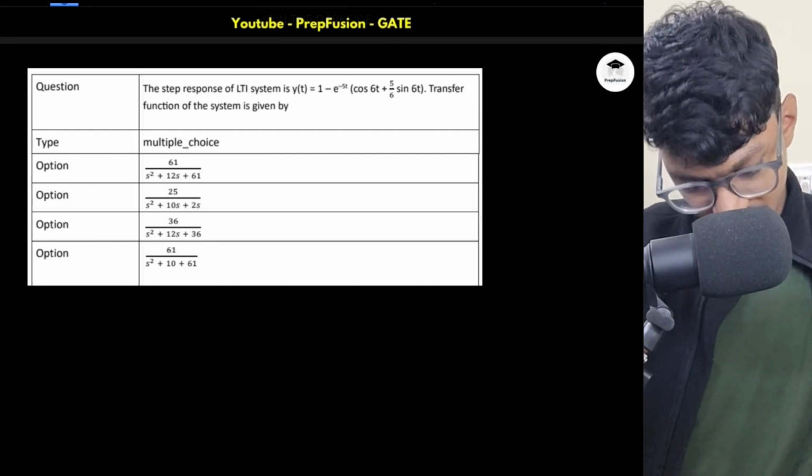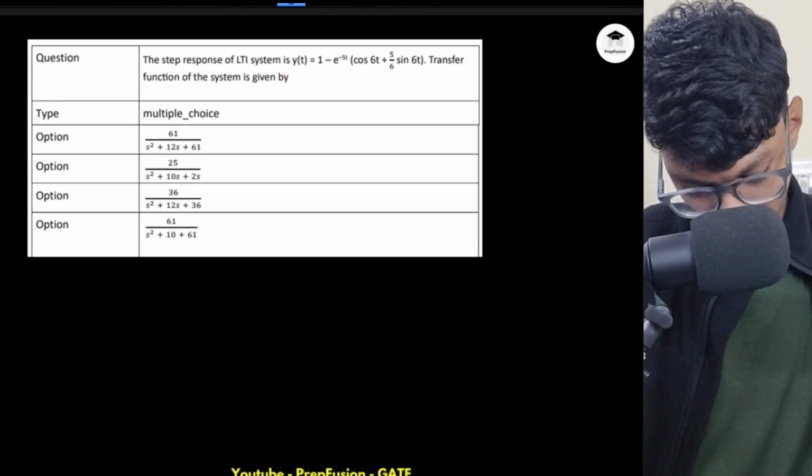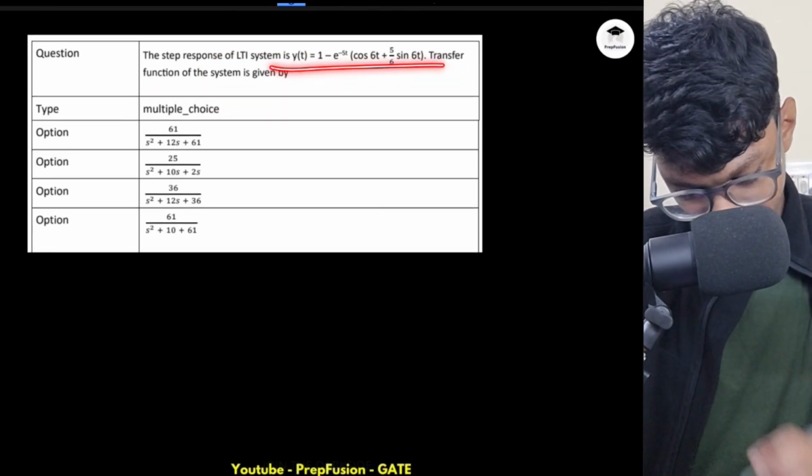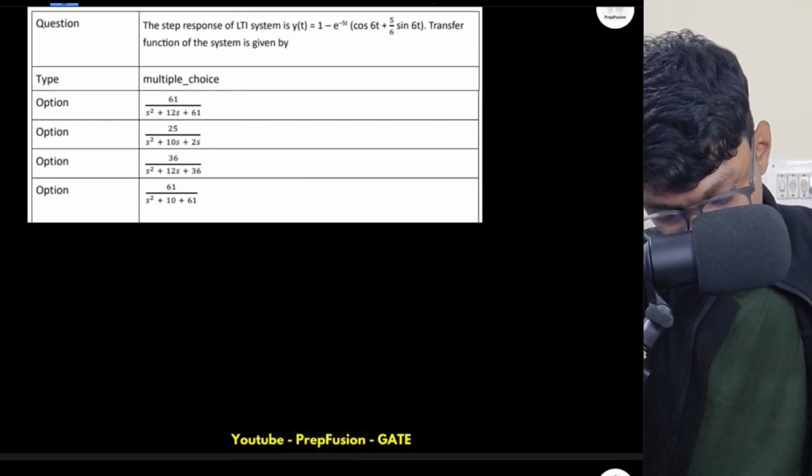Let's solve this question. The step response of an LTI system is given as this. What is the transfer function of the system? So what will be the transfer function of the system if the step response is given as this? What we know is the output is this, right? This is the step response.